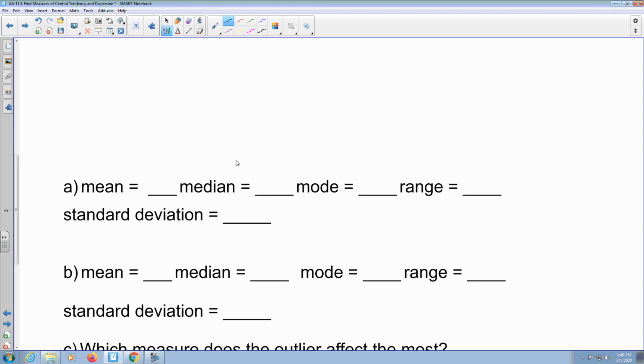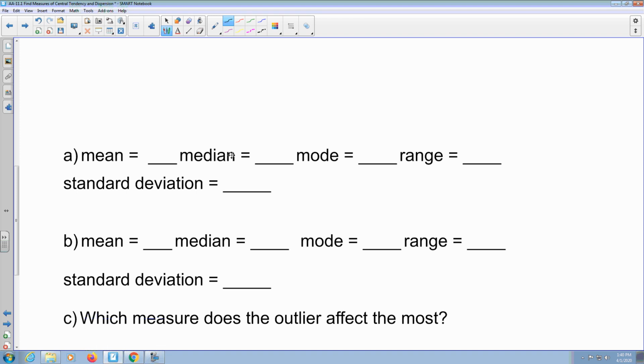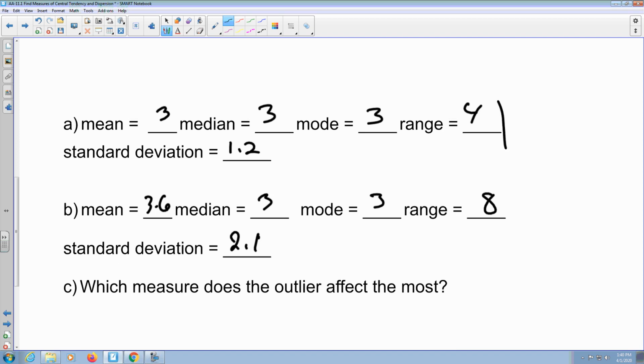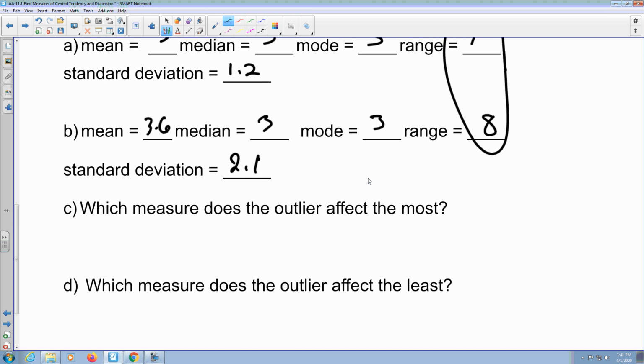So looking at the answers from part A from the previous page, you get 3, 3, 3, 4, 1.2, and the answers here I get 3.6, 3, 3, 8, and 2.1. So to answer the question, which measure does the outlier affect the most? You could say that the range was a big change here. I would say probably the range.